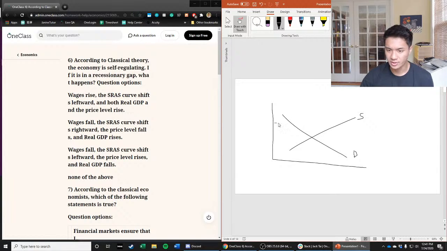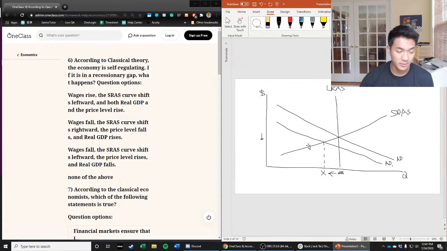Excess labor supply over demand, right? So this is our unemployment level. And what you essentially see during a recessionary gap is that unemployment is going up. Because there's more people willing to work, the wages are going to fall, right? And so wages are going to fall is one of the categories in the question, and we can eliminate answer choice A because answer choice A says wages are rising.